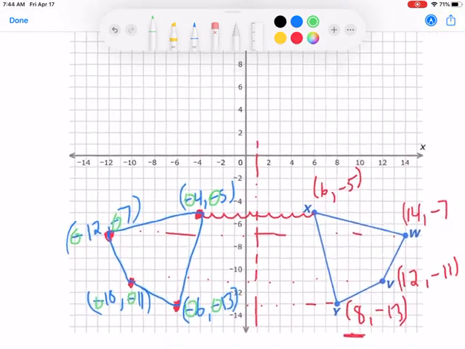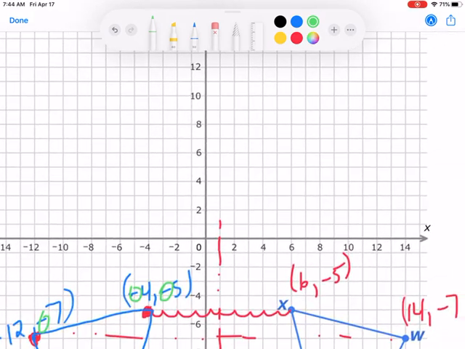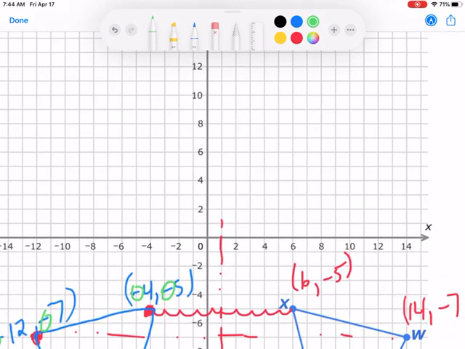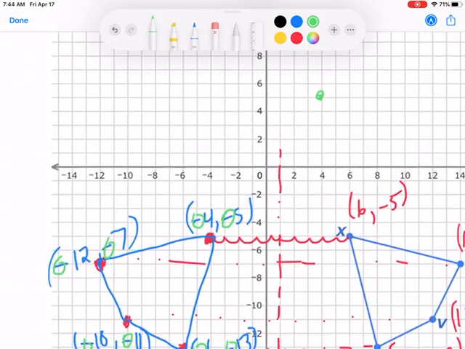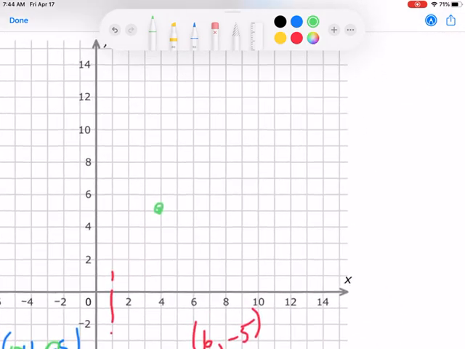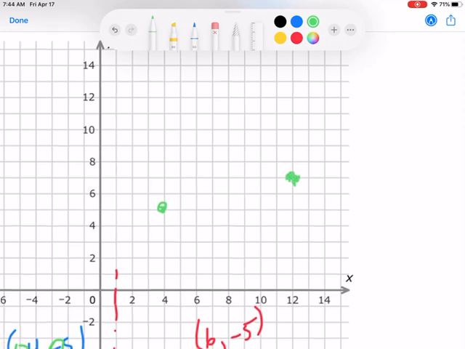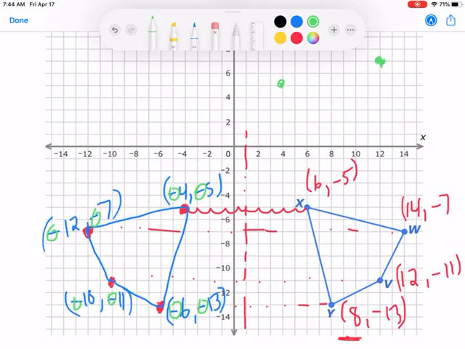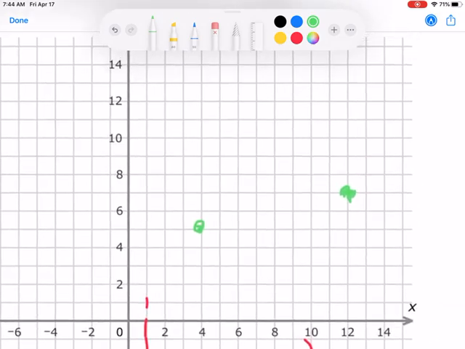So I'll start with the first one. Positive 4, positive 5. I'll do it in green. Positive 4, positive 5 is right there. Do that second one. Positive 12, positive 7. I'm going to go back over here. Positive 12, up to positive 7. Kind of hard, my big finger. Positive 10, positive 11. Positive 10, positive 11.